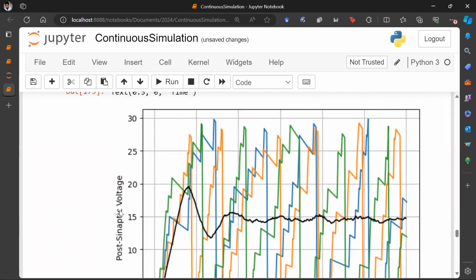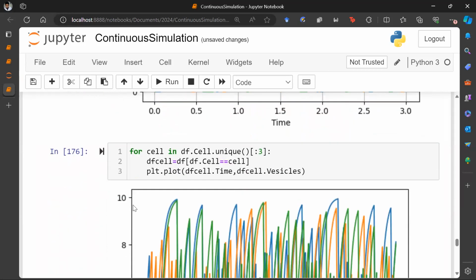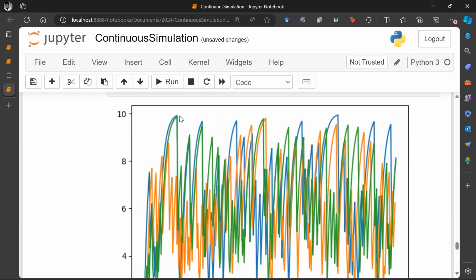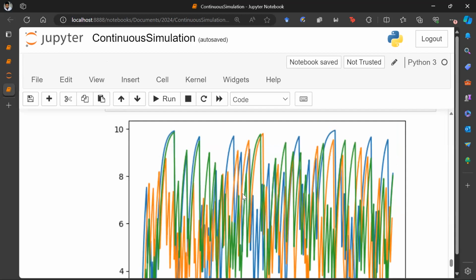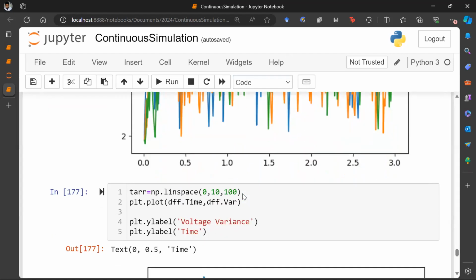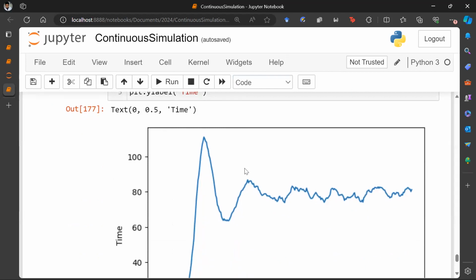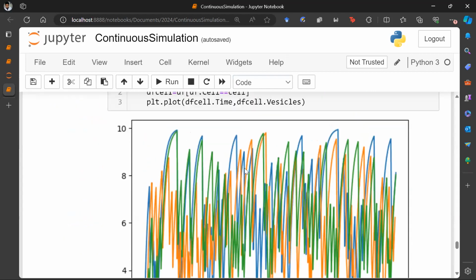You can calculate the voltage and also the number of vesicles over time. Given that the number of vesicles is continuous, they show this pattern, and given that the maximum is 10, you see here the saturation cannot be greater than 10. And here you see the jumps given the releasing of the vesicles. You can calculate here the variance of the voltage over time.